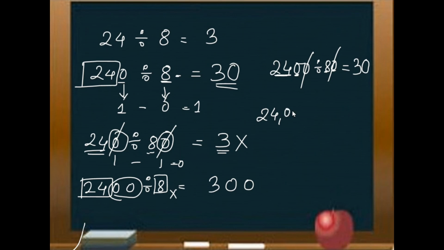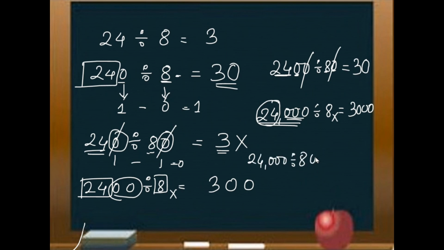If I have 24,000 divided by 8. So again if I focus on 24 and 8, I get a 3. And these 3 zeros don't have any zeros from here to cross out, so they will remain as they are in my answer. If I have 24,000 divided by 80, I have 1 0 here which I can cross out with 1 0 from this number. So my answer is 24 divided by 8 is 3, and these 2 zeros will follow in the answer.